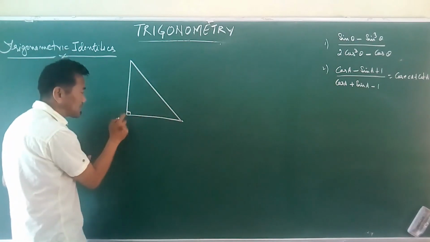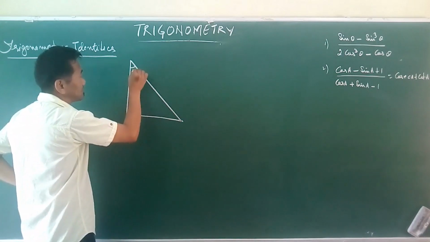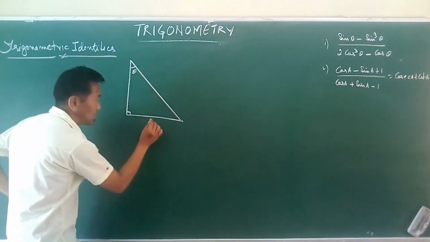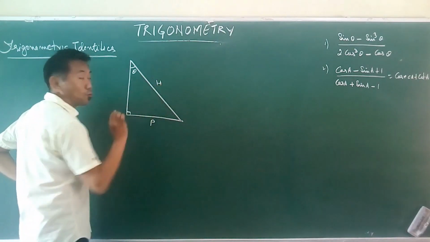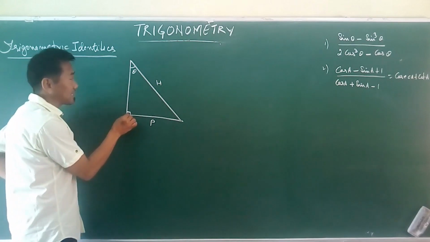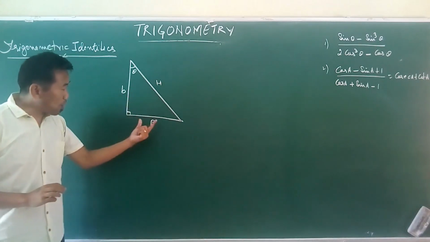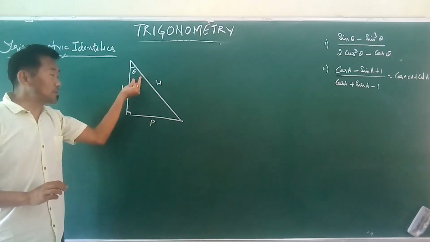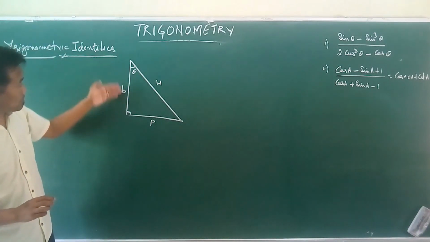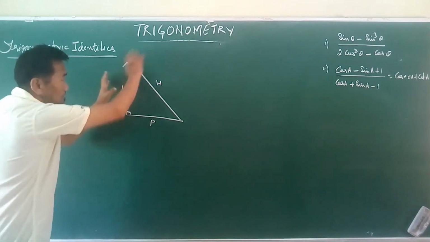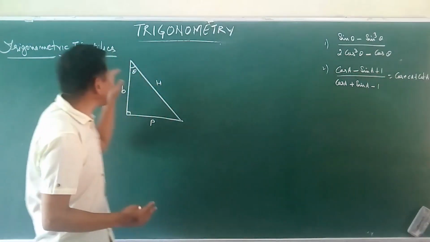So any of these, but this angle is already 90. So suppose we are taking this angle theta. If this is the angle theta, this is your P, and the hypotenuse, there's no doubt, is opposite the right angle, and this is your B. So remember this, and why does this become P? It is the opposite side of the given angle, and this is adjacent. Right? On the basis of this, now we are going to derive the 3 major identities.